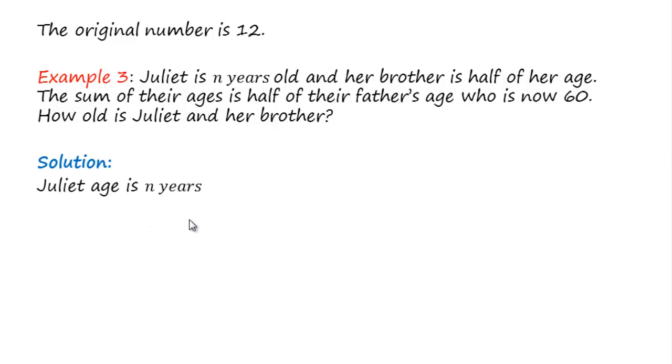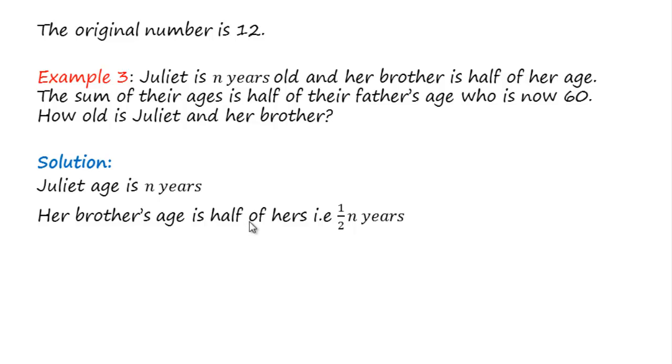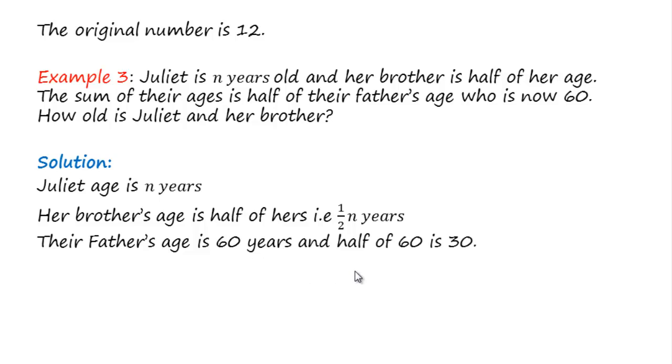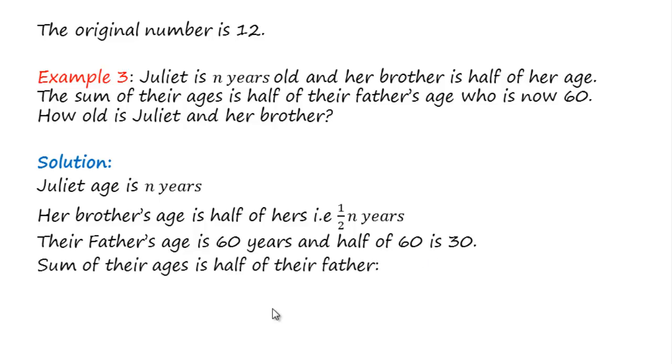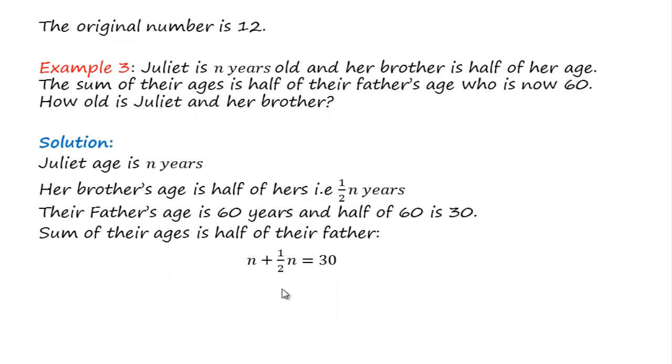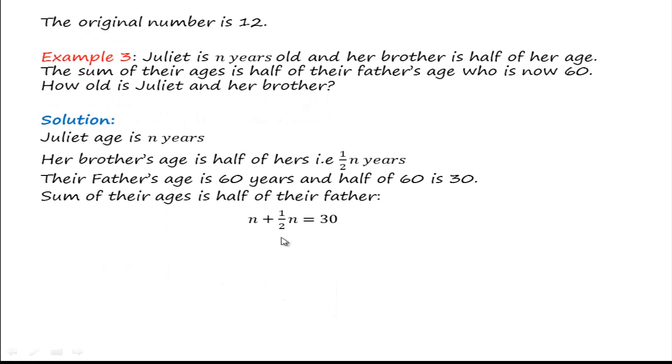Juliet's age is n years. Are you getting it now? Her brother's age is half of that, n over 2 years. Are you following now? Now their father is 60 years, and half of 60 years is 30. That is, the sum of their ages is half of their father's age. That is n, which is the age of Juliet, and then half of n, which is the age of our brother, is equal to half of the age of their father, which is 60 divided by 2, which is 30.